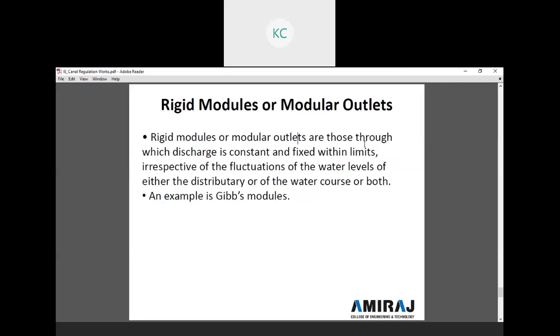Example: the Gibbs module. So the Gibbs module is provided in the vicinity of the canal head regulator as well as the cross regulator. This kind of rigid module is provided just to maintain the critical velocity of the water and to control the fluctuation of the water level at the distributary canal as well as at the watercourses.